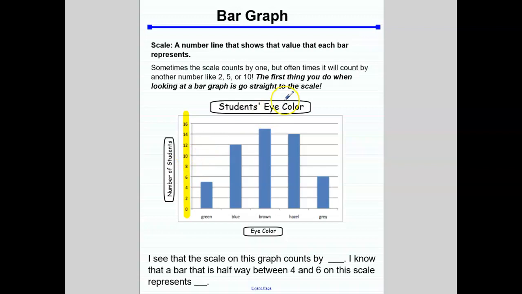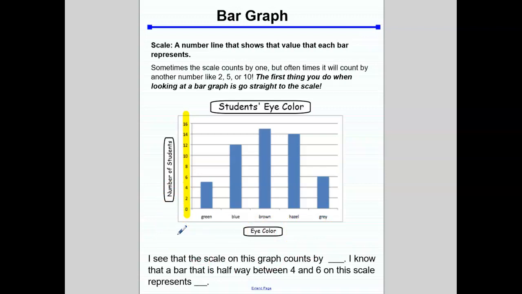After the scale, we look at the title. It tells you what the whole thing is about. Well, this one is all about student eye colors. Then you look at the categories. Well, it's the different eye colors, green, blue, brown, hazel, and gray, and the number of students with each eye color.